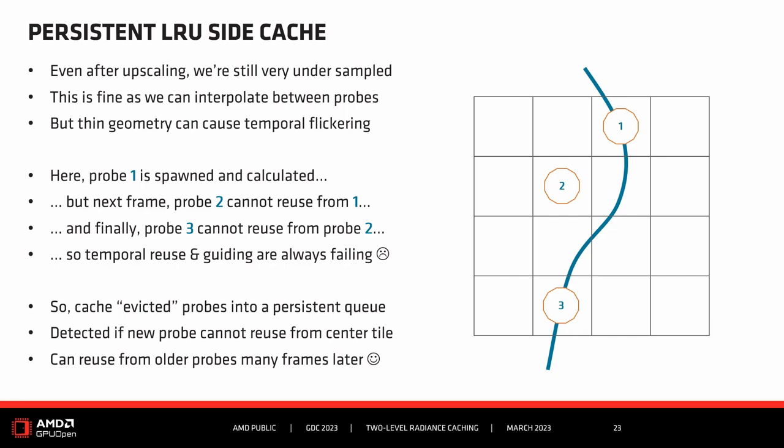On the first frame, we spawn probe 1 onto the thin feature, and we calculate some radiance data. Then on the next frame, probe 2 is spawned outside the thin feature, so we can't reuse from probe 1 during the hemisphere reconstruction step. Now, I mentioned that we actually use the probes in a 3x3 neighborhood to perform the reconstruction, but we're going to ignore that for the purpose of simplifying this explanation. So probe 2 has to start again from scratch. It's got no history.